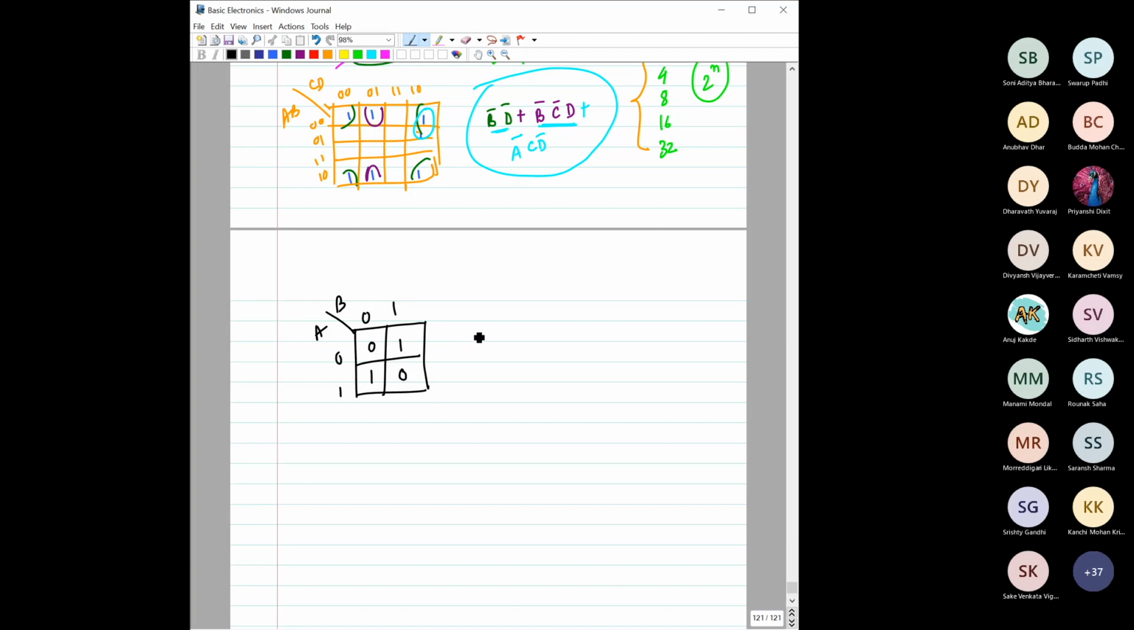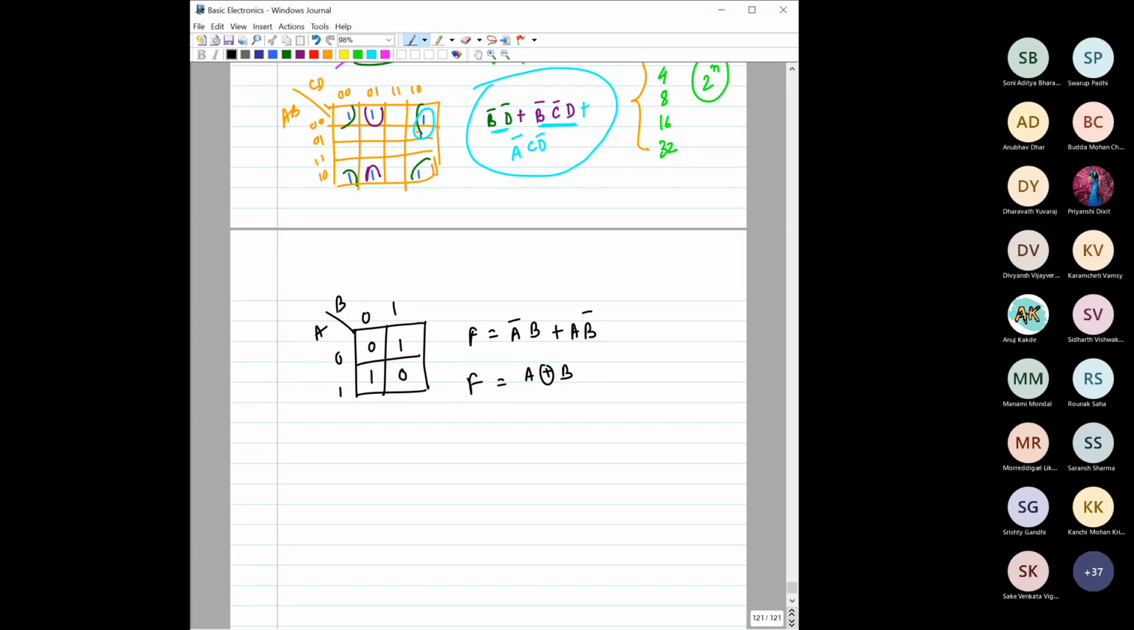So here what will be the expression? You cannot minimize it, so it will be A bar B plus A B bar. So basically it is A XOR B. So this is the function.